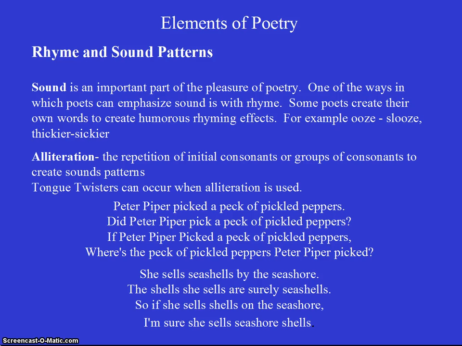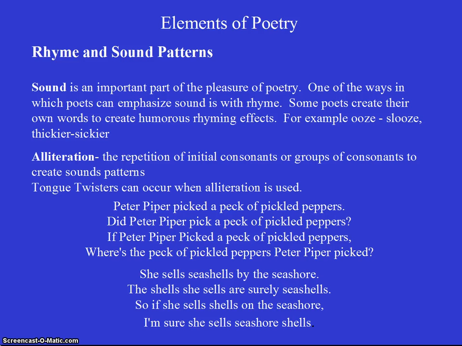There's also alliteration, which means the repetition of initial consonants or groups of consonants to create sound patterns. And a lot of times when alliteration happens, tongue twisters occur. For example, Peter Piper picked a peck of pickled peppers. Did Peter Piper pick a peck of pickled peppers? If Peter Piper picked a peck of pickled peppers, where's the peck of pickled peppers Peter Piper picked? If you say that a few times, your tongue might twist around.